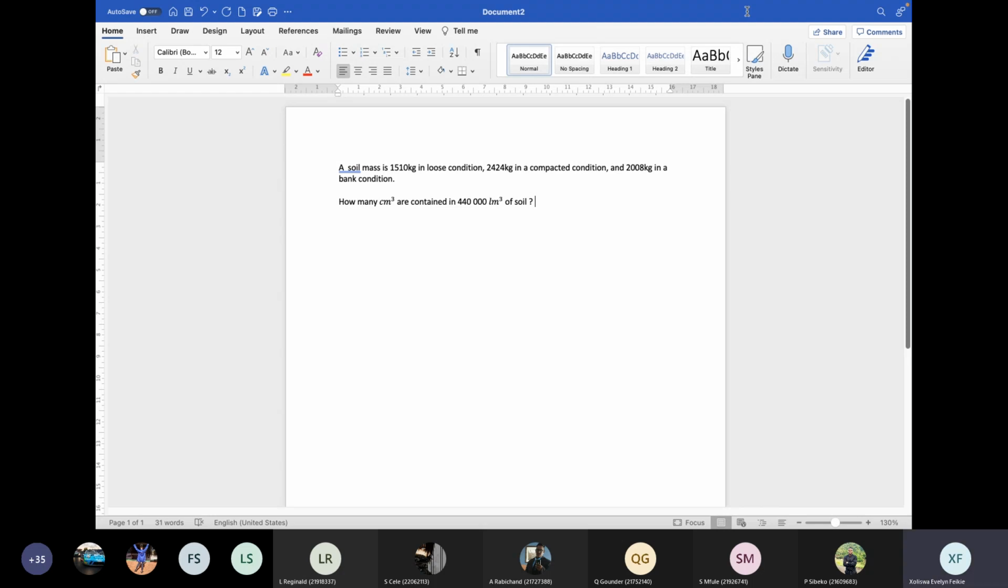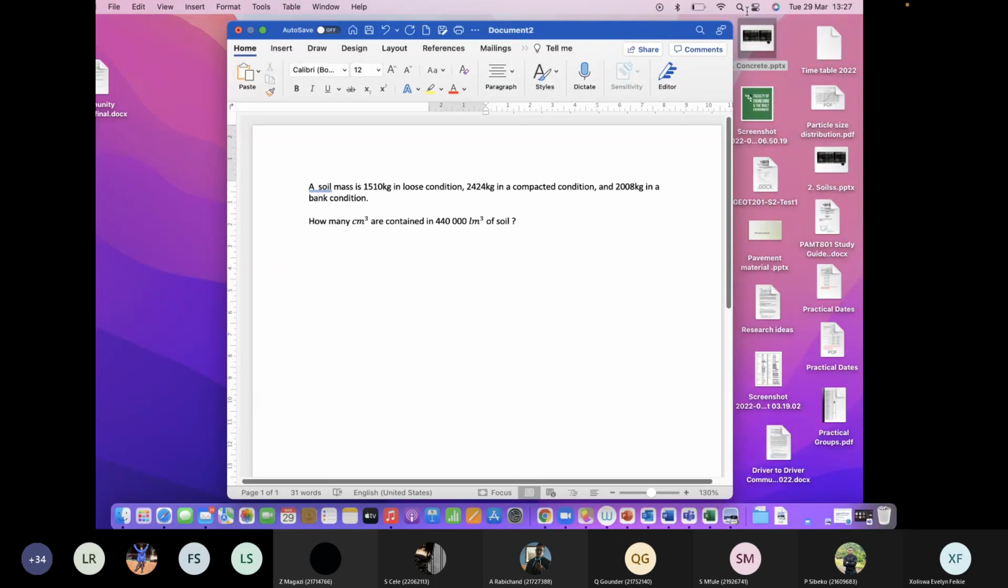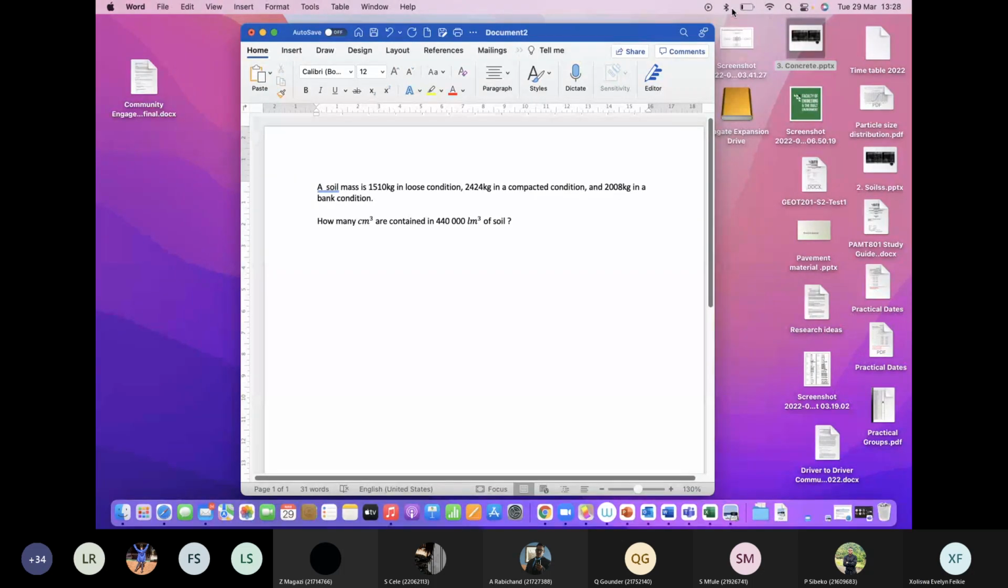Or is there anyone who has an answer? Can you hear me? Yes, I can hear you. Yes, I'm saying that we would use the factors. We would find the load factor and the shrinkage factor, and then apply them upon the numbers which were given to convert to the cm cubed and the bm cubed. Okay, thank you very much.